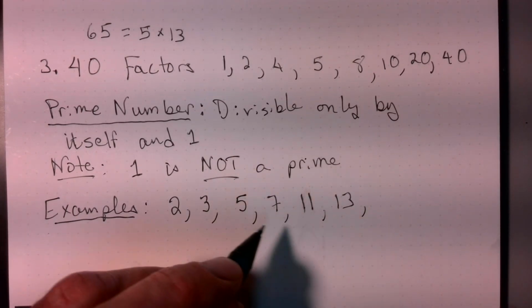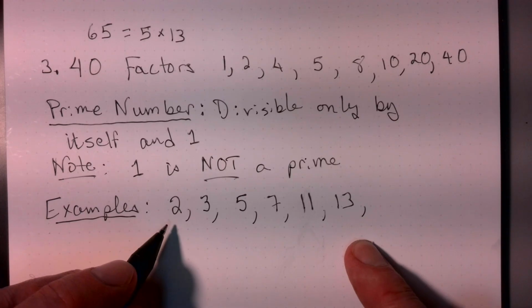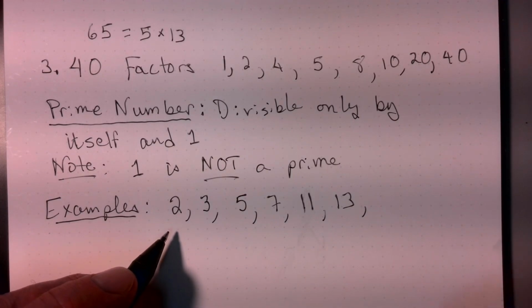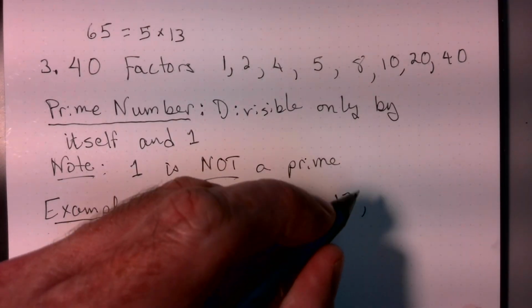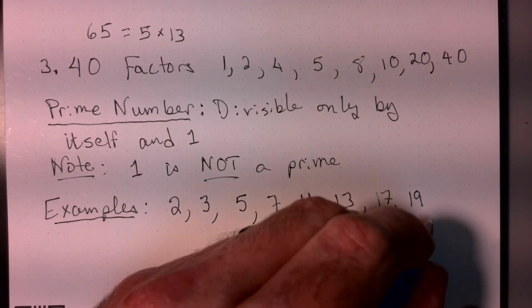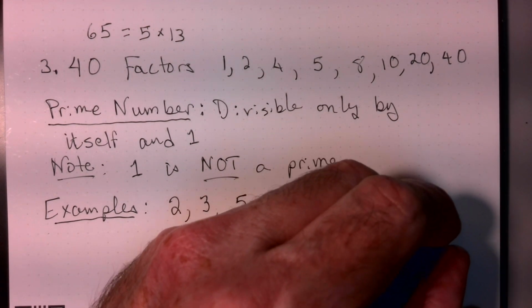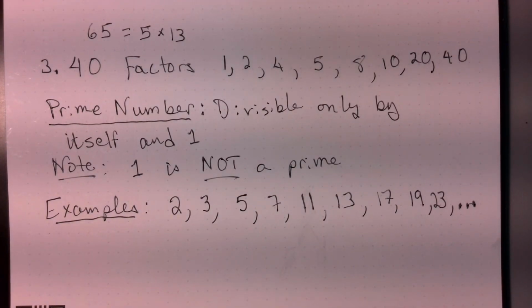14 is even. Notice 2 is the only even prime. Every other even number would be divisible by 2, so cannot be prime. Okay. 17, 19, 23. We can keep going on, but hopefully you get the idea.